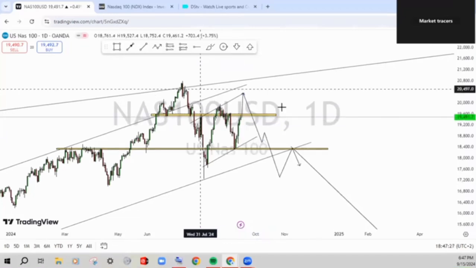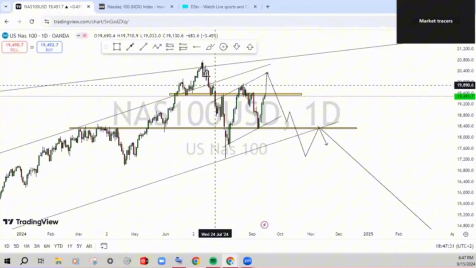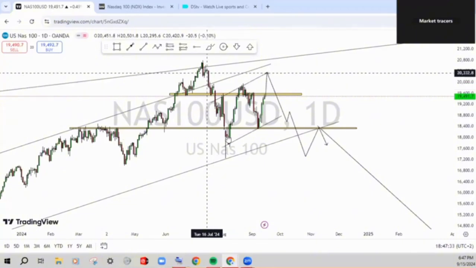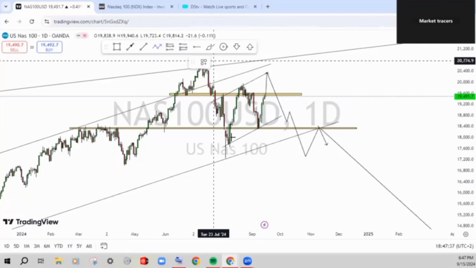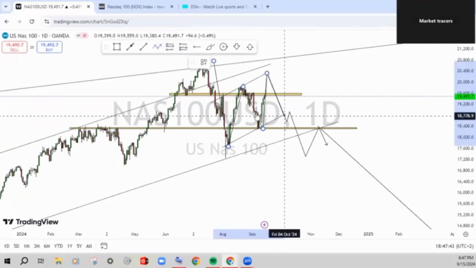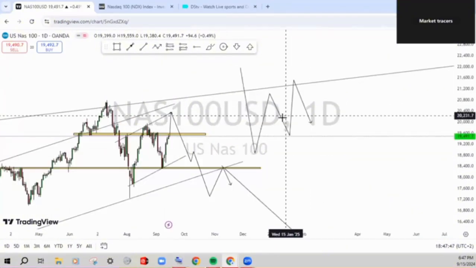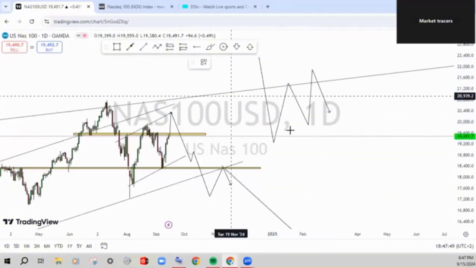So what I will simply do is connect these highs of mine. So I will have a first touch and second touch. That will be my resistance trend line. This one right here is my supporting trend line.